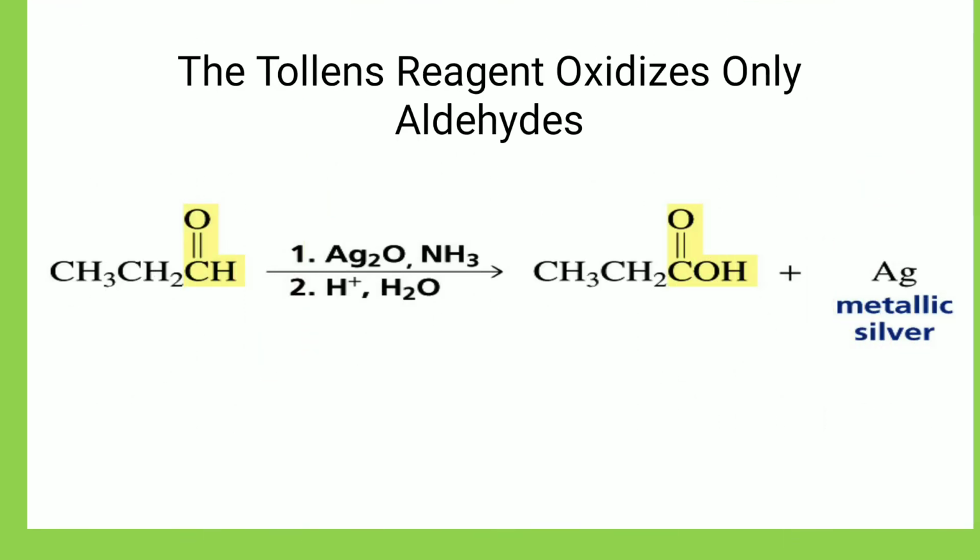Okay, then next, very important, is the Tollens reagent. This Tollens reagent oxidizes only the aldehyde. What is the Tollens reagent? This is always asked in your examination. Tollens reagent is silver oxide in the presence of ammonia, that is Ag2O, NH3. This Tollens reagent is only useful for the oxidation of the aldehyde into the acid. It is not useful for the conversion of ketone.